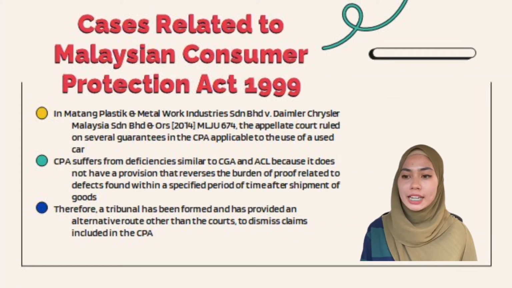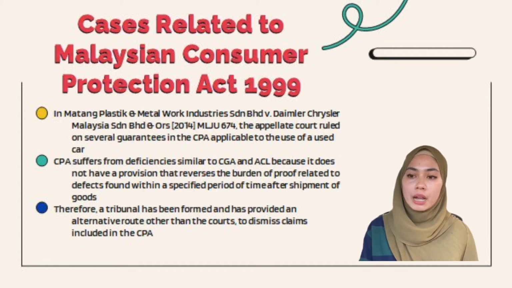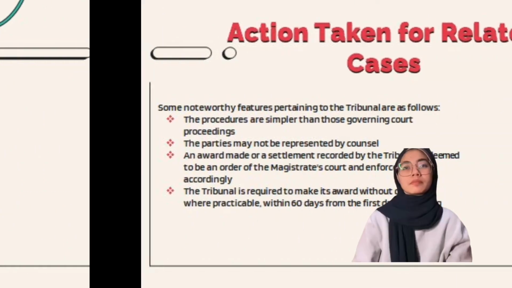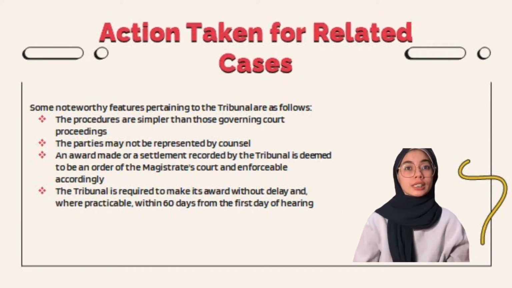The CPA suffers from deficiency similar to the CGA and ACL because it doesn't have a provision that reverses the burden of proof related to defects found within a specified period of time after shipment of goods. Therefore, a tribunal has been formed and has provided an alternative route other than the court to dismiss claims included in the CPA, in Matang Plastic and Metal Works Industry Sdn Bhd. Some noteworthy features pertaining to the tribunal are as follows. The procedures are simpler than those governing court proceedings. The parties may not be represented by counsel. An award made or a settlement recorded by the tribunal is deemed to be an order of the magistrate court and enforceable accordingly. And lastly, the tribunal is required to make its award without delay and where practicable within 60 days from the first day of hearing.